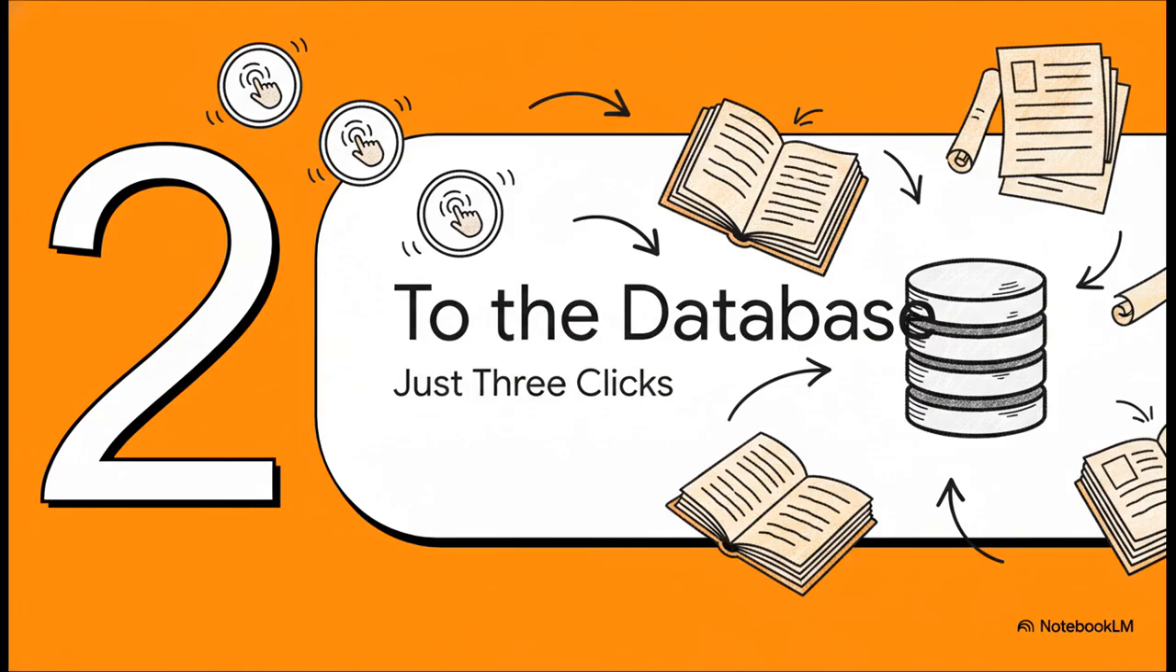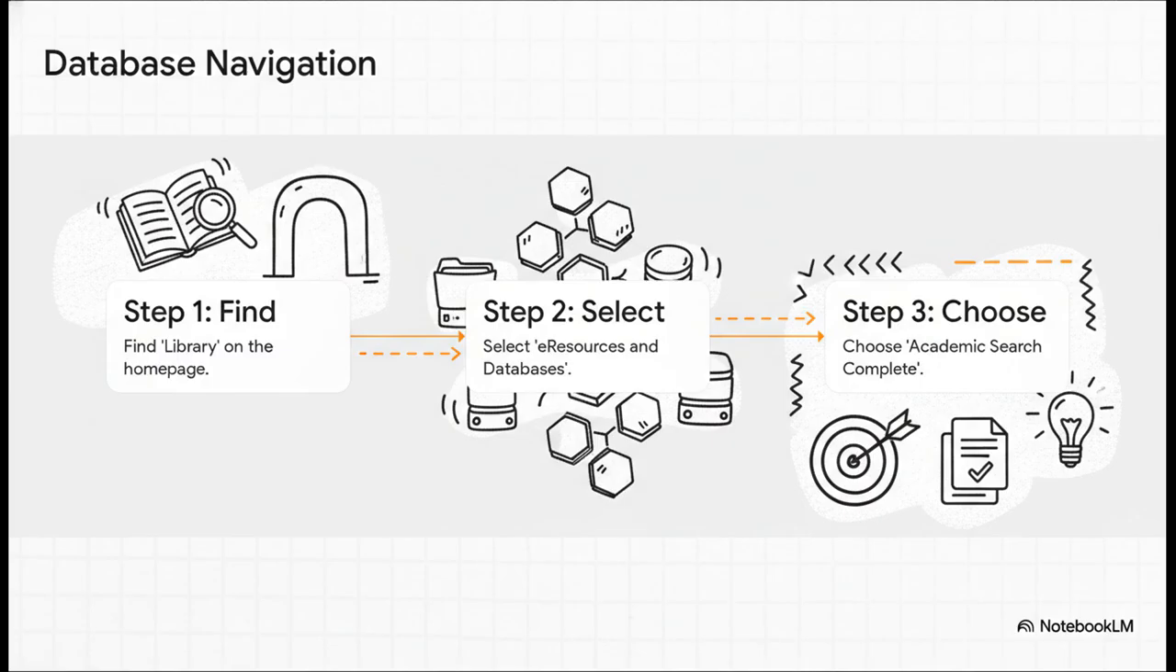Okay, so once we're on the homepage, our goal is to get to the database. That's where all the good stuff, all those scholarly articles, are hiding. And don't worry, it's just 3 quick clicks to get there. I'll show you exactly how. So here's the game plan, our little roadmap. We're going to go library, then e-resources and databases, and our final destination is Academic Search Complete. Simple as that. Let's tackle that first step.